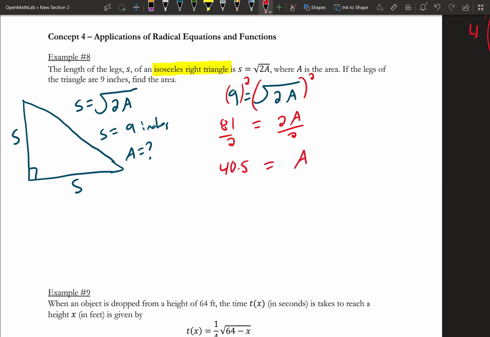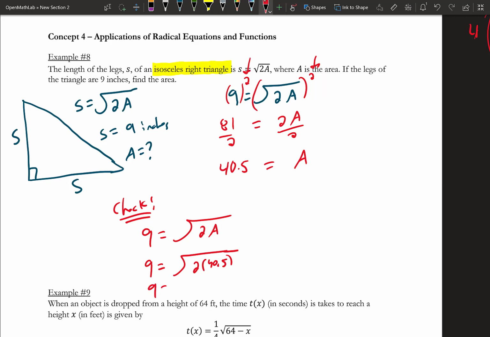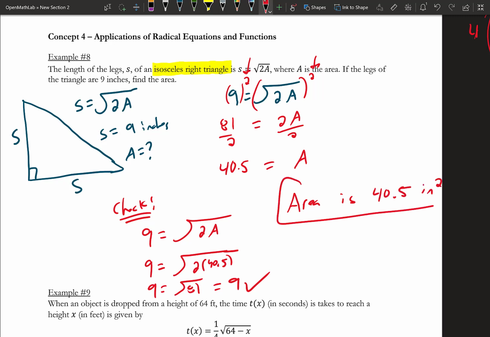Since I took this to an even power, I need to check this. If I plug this into the original equation, I would have 9 equals the square root of 2a. I'm just plugging in 40.5 for a. 40.5 times 2 is 81. So this would be 9 equals the square root of 81, which is true. The square root of 81 equals 9. So that works out. The solution is that the area is 40.5 square inches. Not too bad.